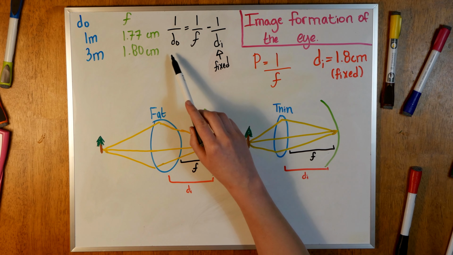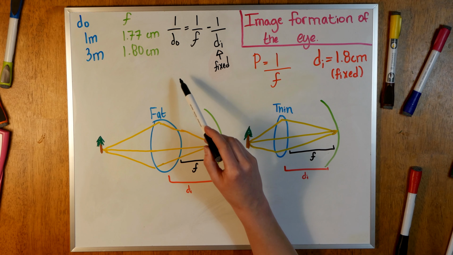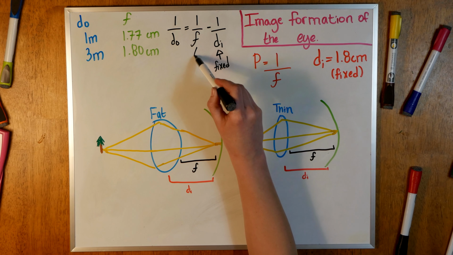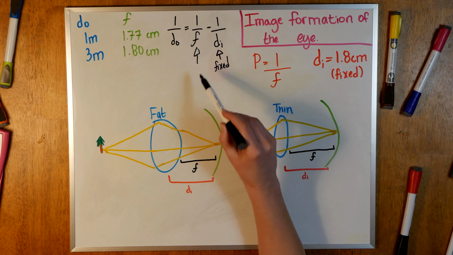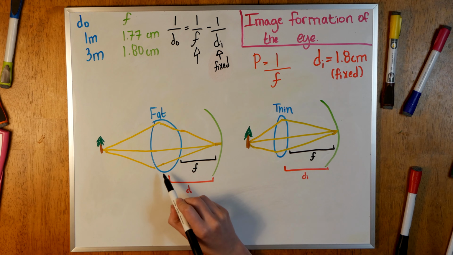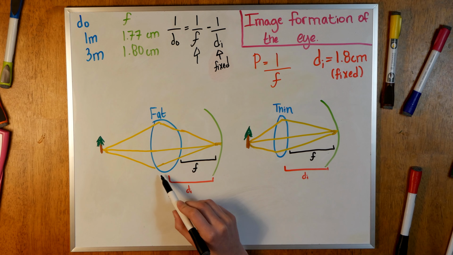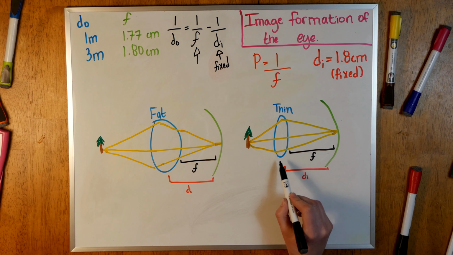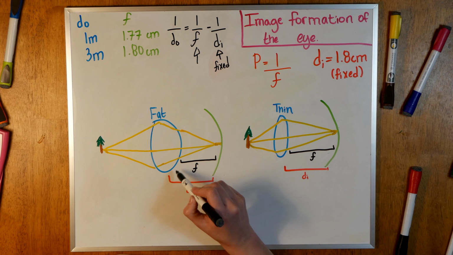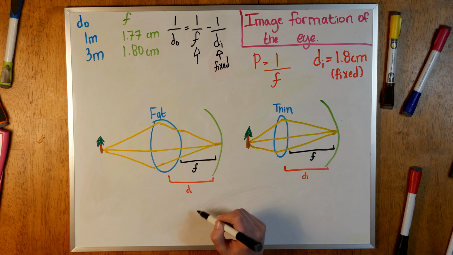That means in order to get a different distance of the object, or be able to see something farther or closer, you need to change your focal length. And how the focal length is changed is by changing the thickness of the lens. Here you can see this is a thick or a fat lens, and this is a very thin lens. When you have a very fat lens, the focal length actually decreases.